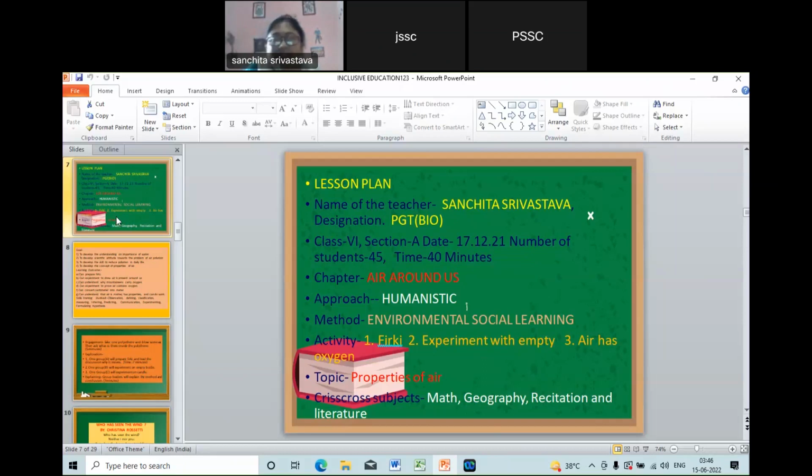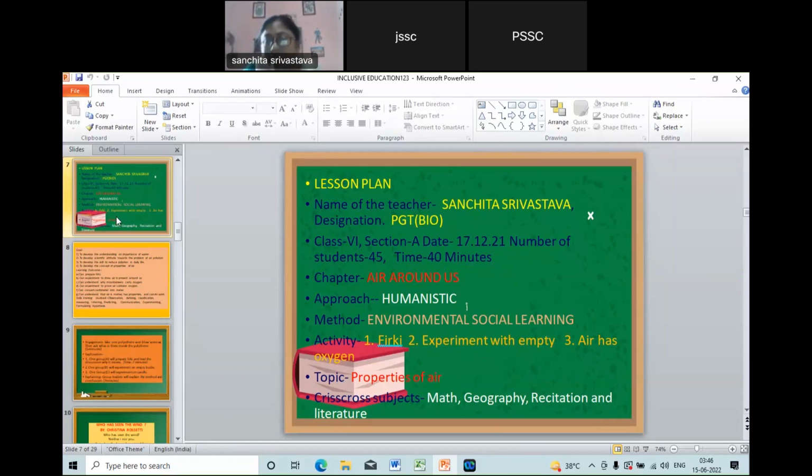See, air around us is a very basic thing. So in this one particular classroom, we'll be taking properties of air. Okay, now this crisscross subjects, that means what? It is a multi-cognitive way that we can merge various subjects together.